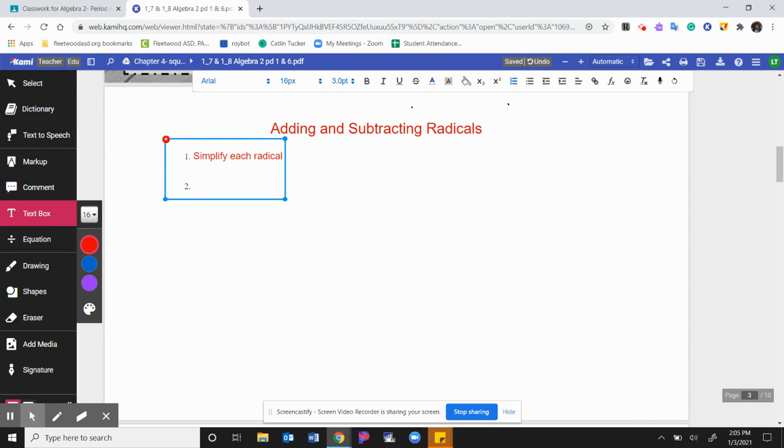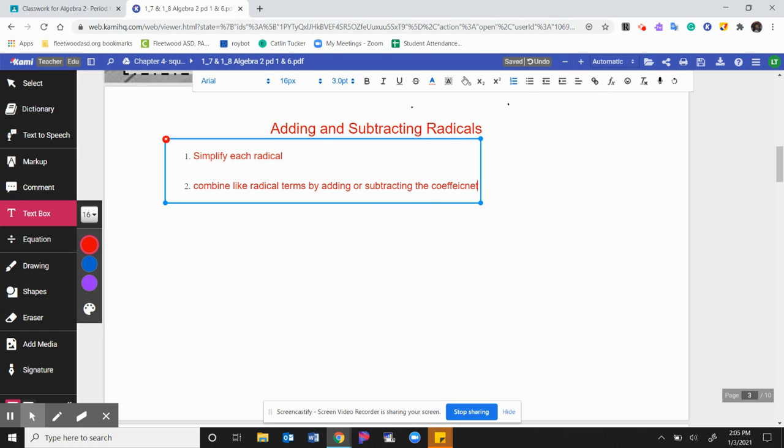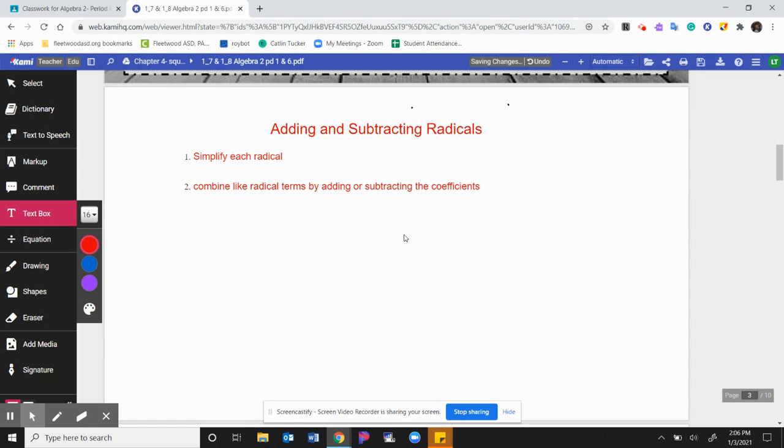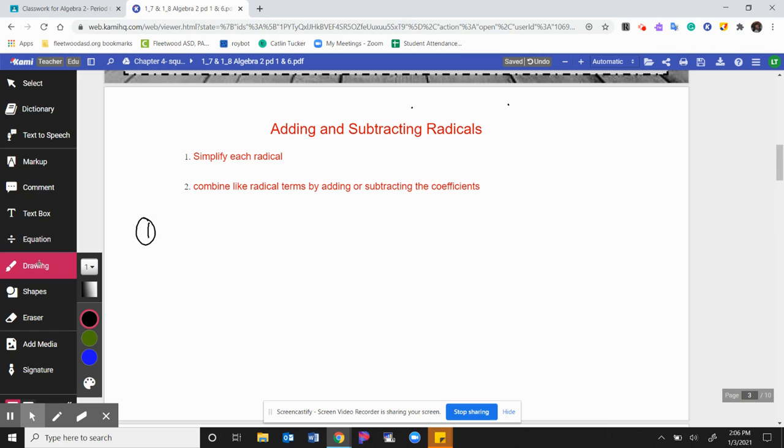Step number 2 then is going to be combine like radical terms by adding or subtracting what I like to call the coefficients. And we will talk about what that actually means as well. Okay, so just 2 steps here. All right, so hopefully you have those written down. If you don't, take some time to pause it and get those written down. And then we're going to move on to our first example.